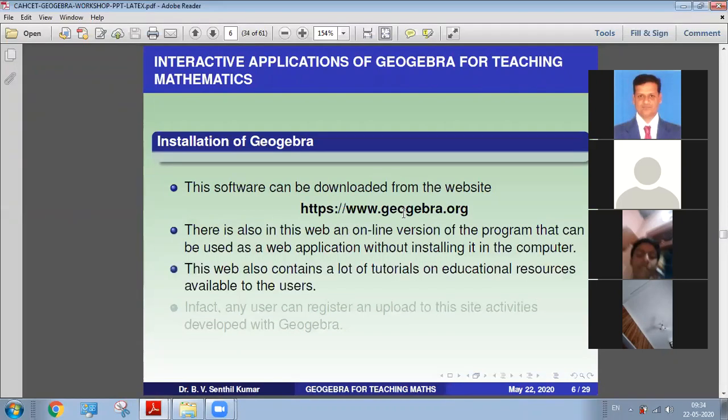This website also contains a lot of tutorials and educational resources available to the users. In fact, any user can register and upload to this site activities developed with GeoGebra.